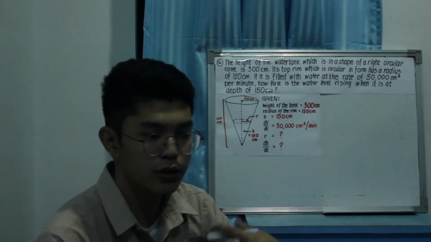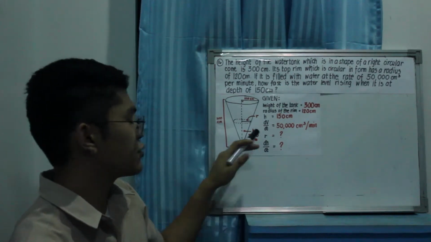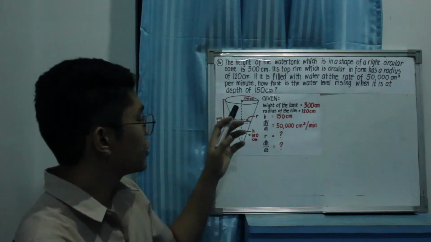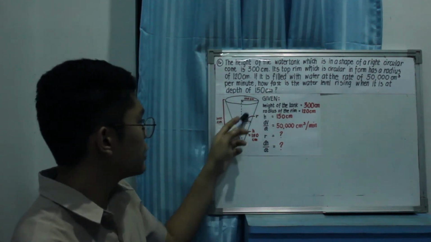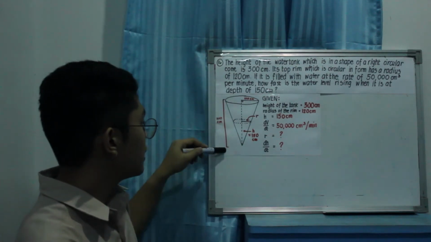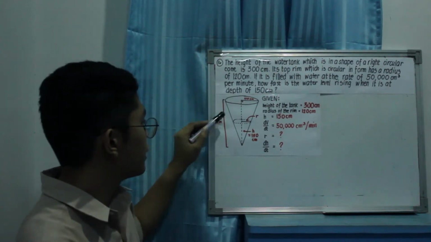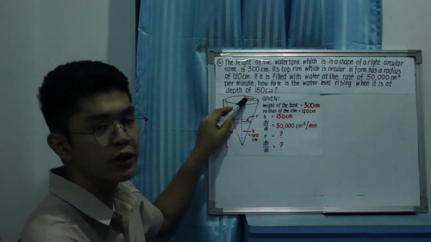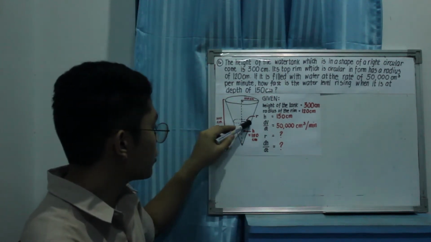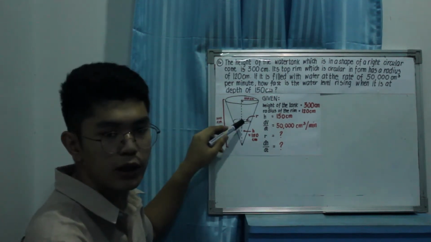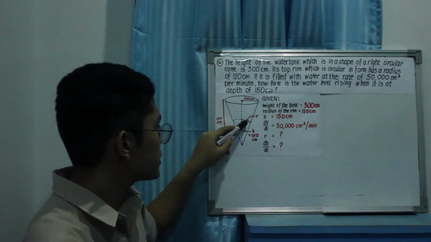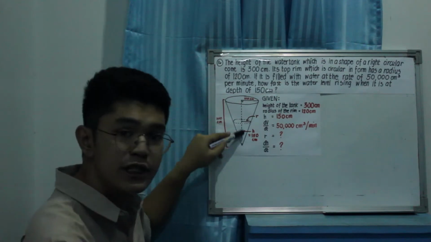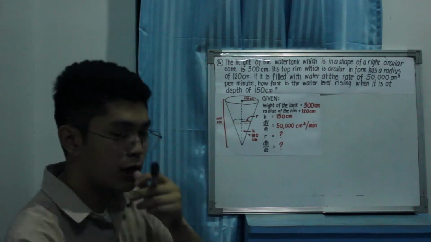In order to understand the problem more, I have an illustration here. The water tank looks like this, a right circular cone, with a height of 300 centimeters and a radius of 120 centimeters. It also has a depth, or the water level, at 150 centimeters, and we represent the radius at that depth as r.